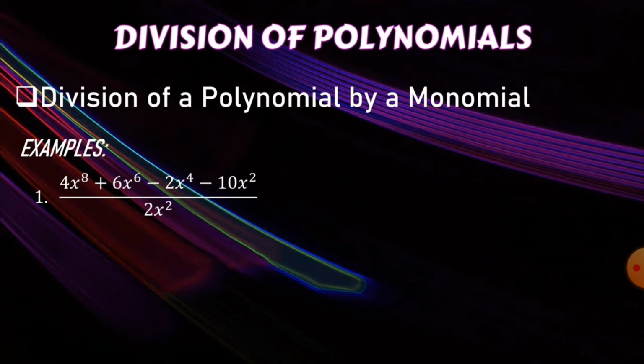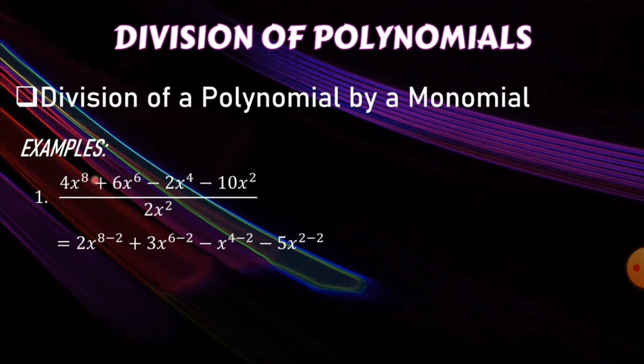Then the second one, that's monomial, right? So yung monomial magiging divisor natin. Okay? So we will make the monomial as our divisor. Then when we divide polynomial by monomial, we divide each term by 2x squared. So which means we have to divide each of the terms from the numerators by the denominators na si 2x squared. Okay? So for example, like 4x raised to 8 divided by 2x squared.